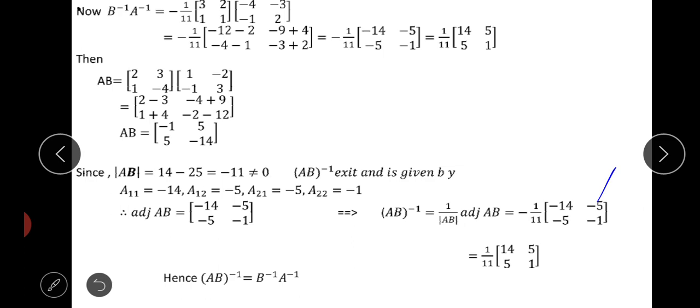See, AB inverse is equal to B inverse into A inverse. Are they the same or not? Hence we prove that AB inverse is equal to B inverse into A inverse. Students, have you understood this question? Yes, thank you.